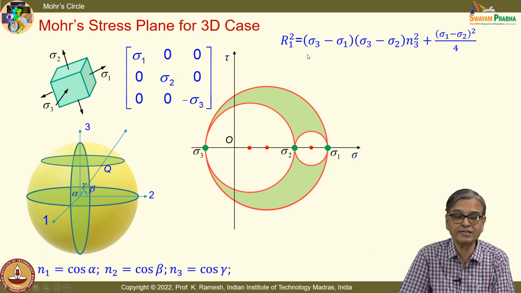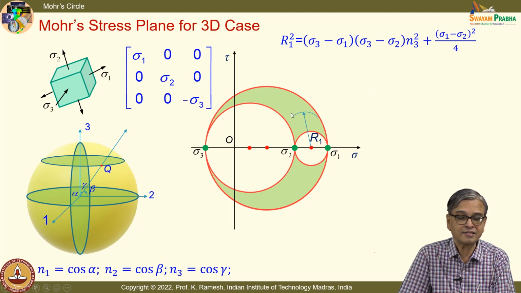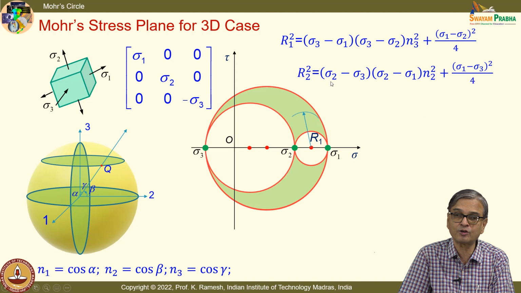So, whatever the quantities that you have on the right side is completely known. So, I can estimate what is r1. Fine. And r1 is an arc of the circle from the first circle. I have sigma 1 and this is labeled as r1. And I also have r2 squared, that is given as sigma 2 minus sigma 3 multiplied by sigma 2 minus sigma 1 n2 squared plus sigma 1 minus sigma 3 whole square divided by 4.